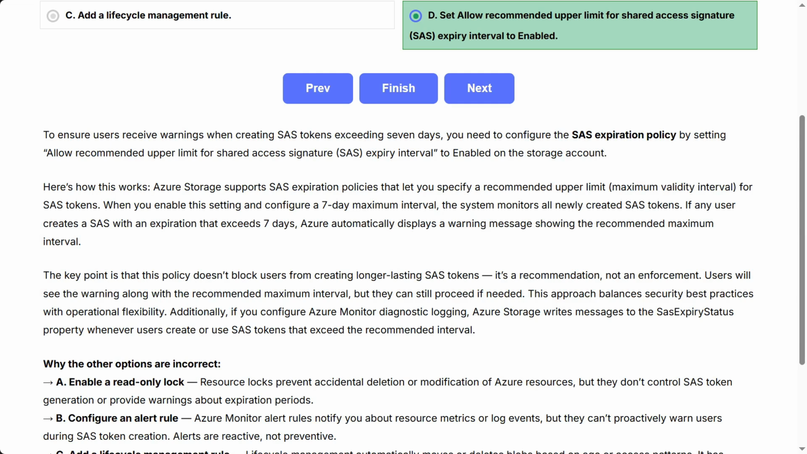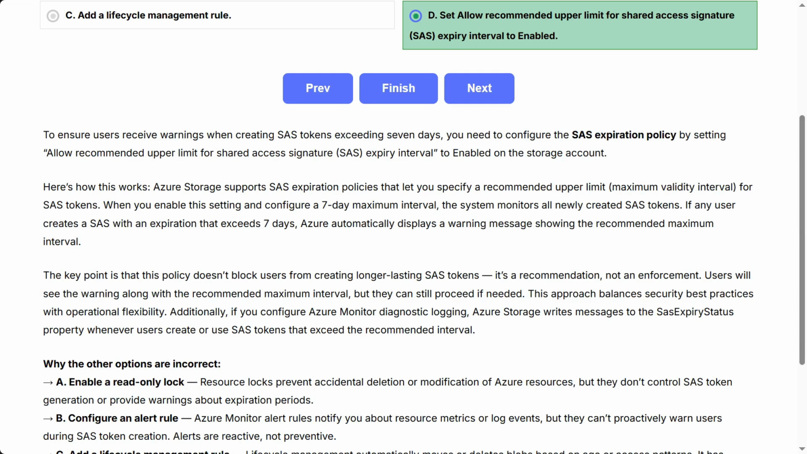The key point is that this policy doesn't block users from creating longer-lasting SAS tokens. It's a recommendation, not an enforcement. Users will see the warning along with the recommended maximum interval, but they can still proceed if needed. This approach balances security best practices with operational flexibility.